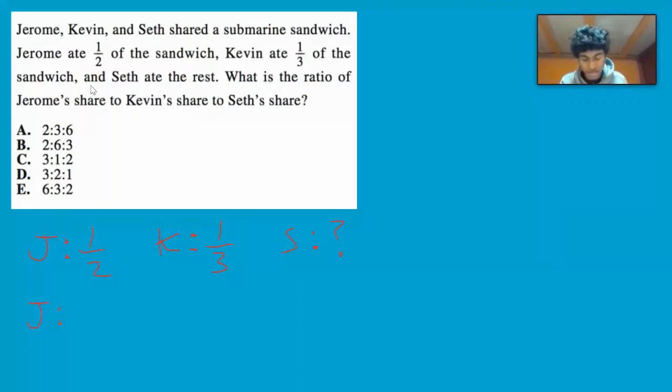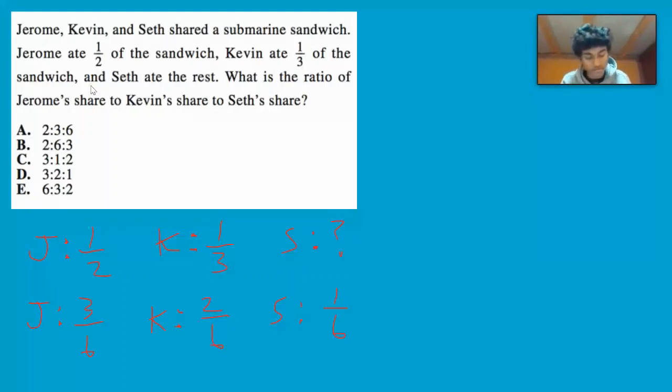We can rewrite 1/2 as 3/6, and we can rewrite 1/3 as 2/6. So if Jerome ate 3/6 and Kevin ate 2/6, then the remaining is just 1/6, right? So that means that Seth ate 1/6 of the sandwich. So now that we have our ratios for each person, we can find the ratio of their shares to each other.